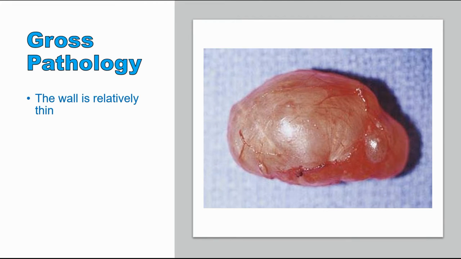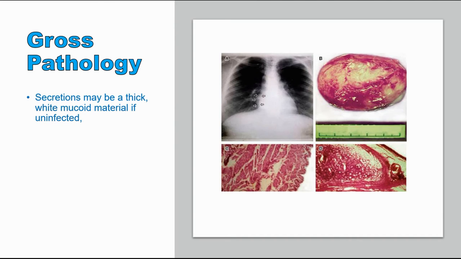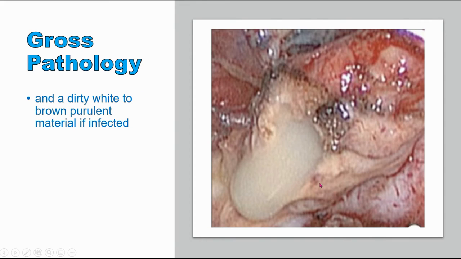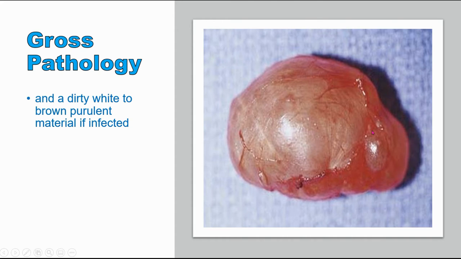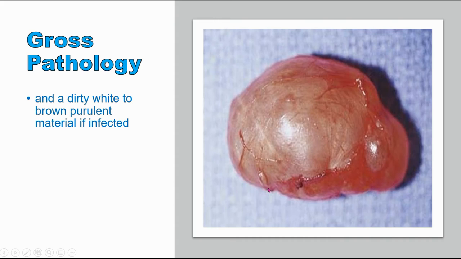We continue gross pathology. The wall of the cyst is relatively thin, but in other cases it may be thick or trabeculated. And the cyst is filled with secretion. The secretion may be thick white when it is uninfected, or it may be dirty white when it is purulent, when it is infected. Here also it looks infected, and this is an infected cyst definitely.